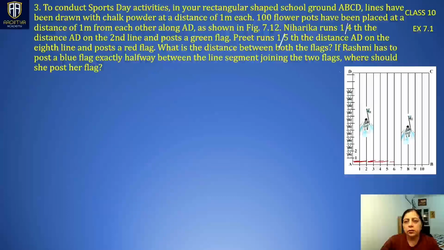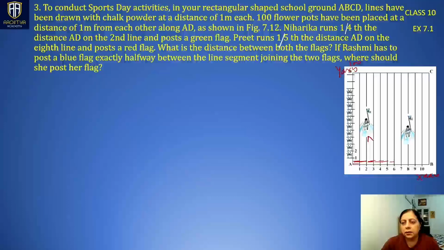Now he says Niharika runs 1/4 the distance AD. See, AD you can treat as y-axis. This AB you can treat as x-axis. So here the numbers have been drawn from 1 to 10, which denotes x-axis as 1, 2, 3, 4 up to 10. On y-axis, numbers have been given from 1 till 100 because 100 flower pots have been planted this way.